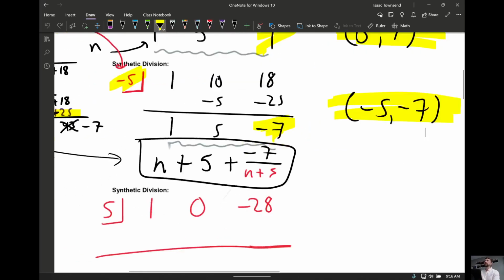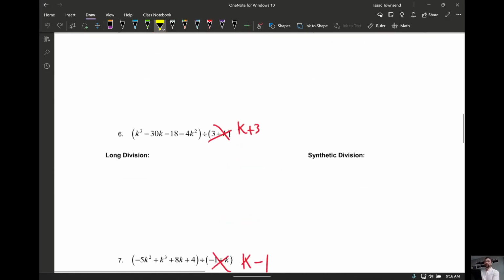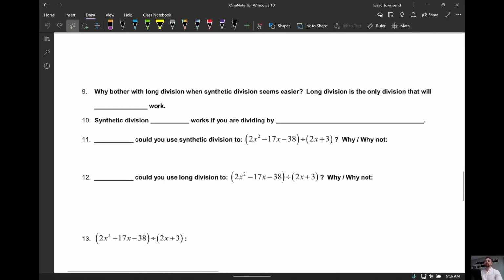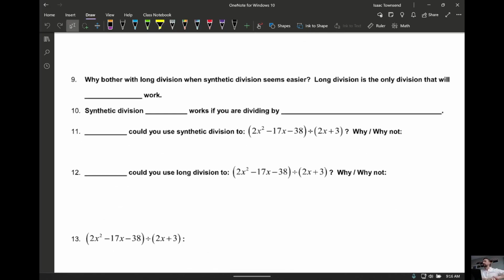So anyway, you don't have to know that to survive the day, but it will be helpful later on. Okay, so now on to the back page. If we can work those same questions with long division and synthetic division, and 99% of people prefer synthetic division, then why do we even do long division? The answer is long division is the only type of polynomial division that always works.